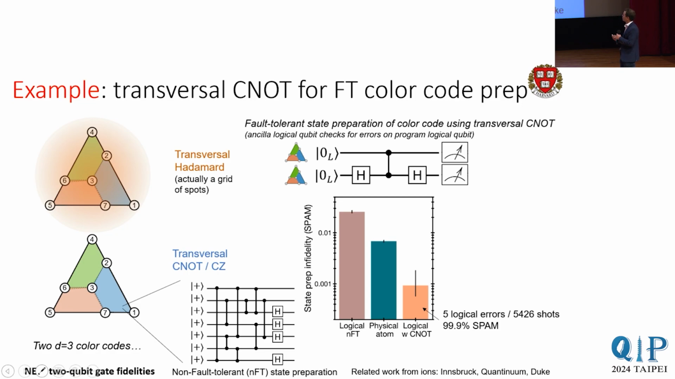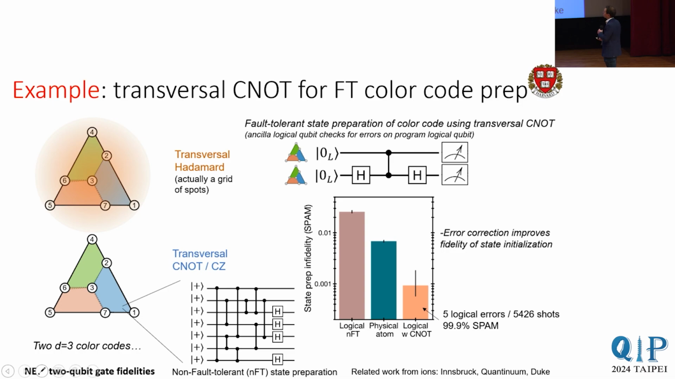And what we see is that if we do this non-fault tolerant state preparation only, the SPAM is quite bad. It's like 2% error of the logical qubit, which is worse than our physical atom. But if we use this transversal C0 and post-select on our flag, then it's fault tolerant, and now the fidelity improves quite significantly to the scale of roughly 3 nines. And to the best of my knowledge, this is worse only than the Quantinuum group, which is also quite close to in terms of logical fidelity initialization.